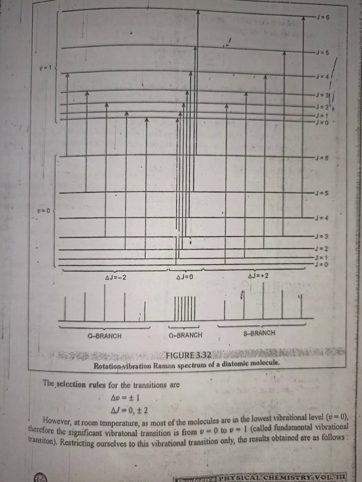The selection rules for the transition are Δυ = ±1, ΔJ = 0 or ±2. However, at room temperature, as most of the molecules are in the lowest vibrational level, υ = 0, the significant vibration transition is from υ = 0 to υ = 1, called the fundamental vibrational transition. Restricting ourselves to the vibrational transition only, the results obtained are as follows.